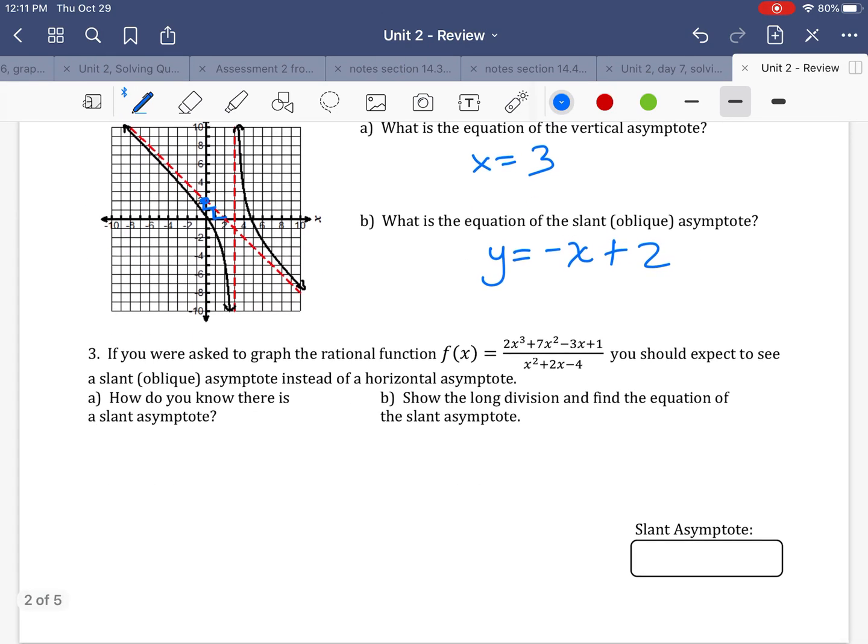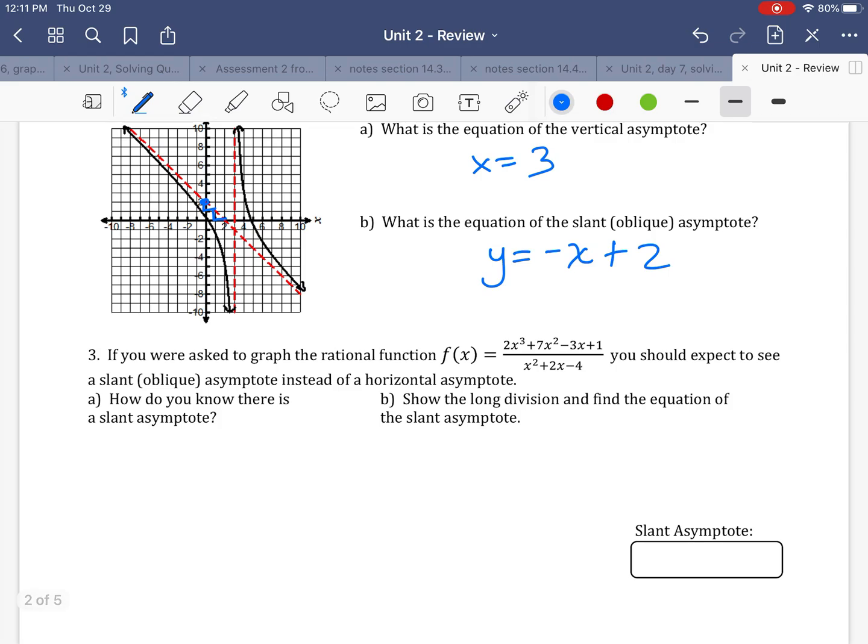All right, if you were asked to find or to graph this rational function, you would expect to see a slant or oblique asymptote instead of a horizontal asymptote. Why is that? Well, that is because the degree of the numerator right here is larger than the degree of the denominator. And so whenever that happens, you are going to find a slant asymptote. So you would say the degree of the numerator is larger than the degree of the denominator.